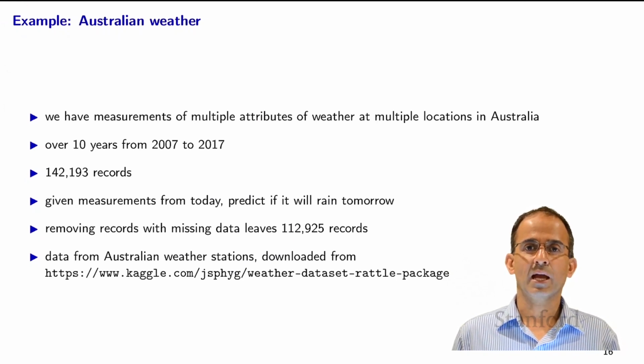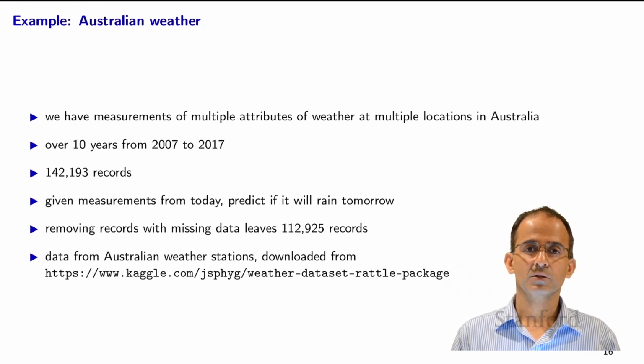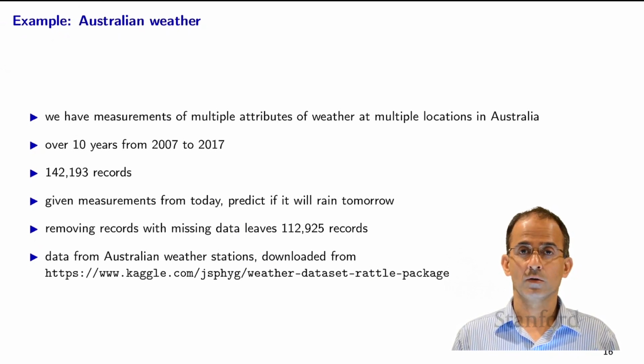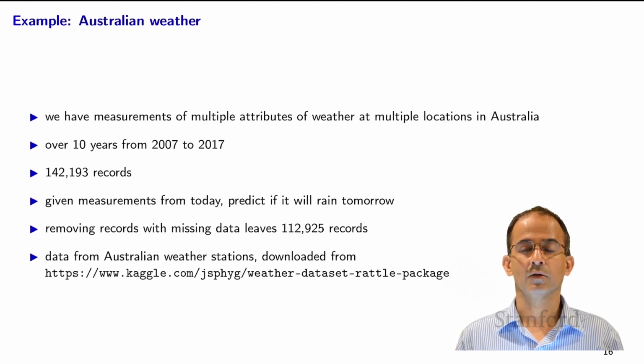And the objective we have today is that given this data, predict whether or not it will rain tomorrow. So included in this data is rainfall, and the target variable is whether or not it rained the next day.